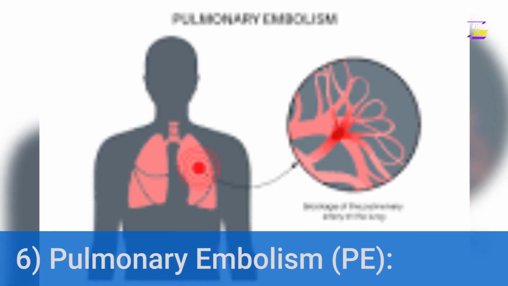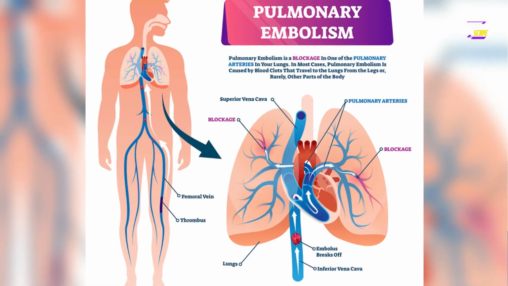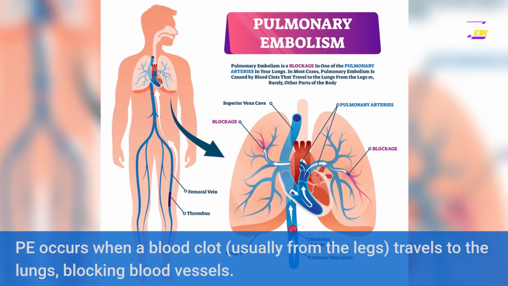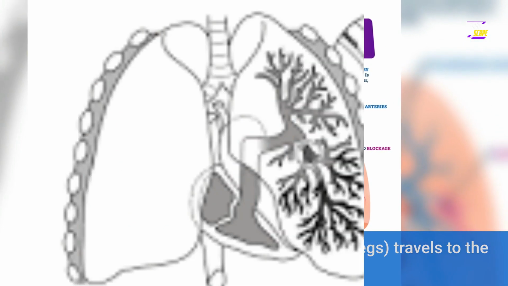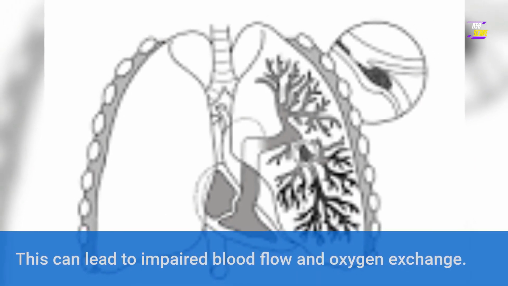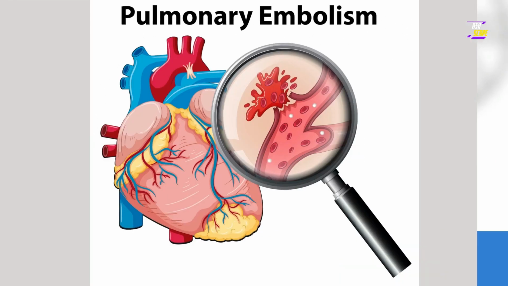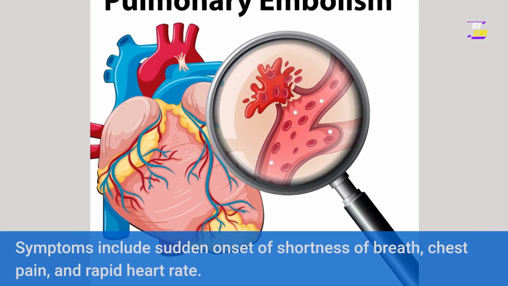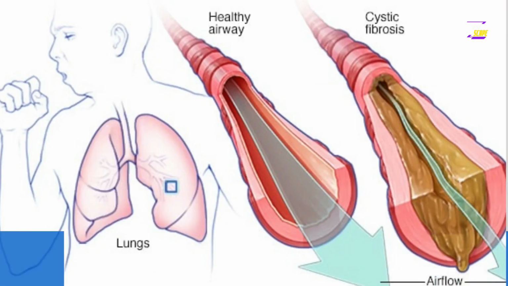6. Pulmonary embolism, PE. PE occurs when a blood clot, usually from the legs, travels to the lungs, blocking blood vessels. This can lead to impaired blood flow and oxygen exchange. Symptoms include sudden onset of shortness of breath, chest pain, and rapid heart rate.